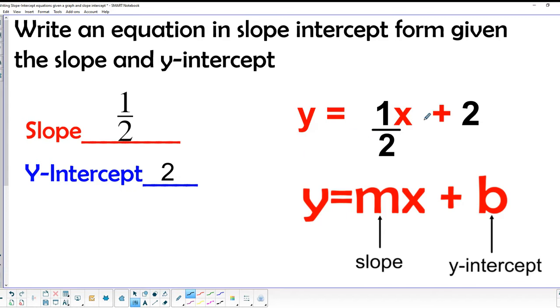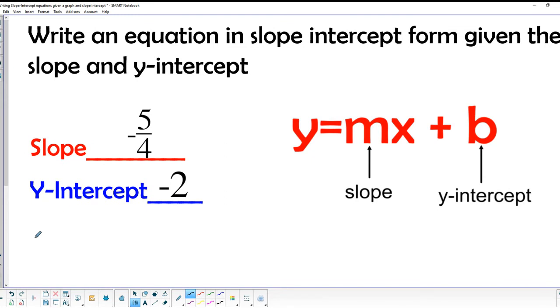Y equals 1/2 x plus 2. There's the m that we were talking about, and there's b, or the y-intercept. All right, let's try it with another slope. So here's another slope, -5/4. So let's write that down. Y equals, and m in this case is -5/4.